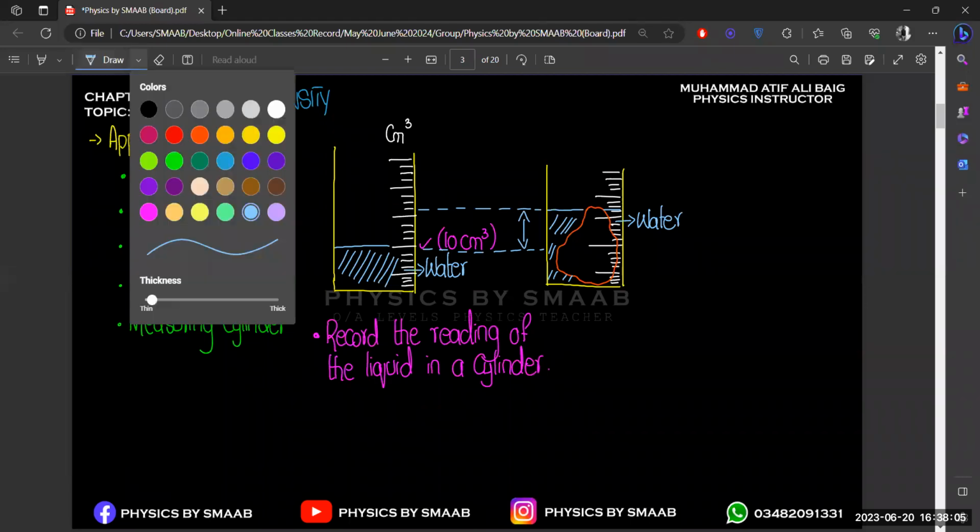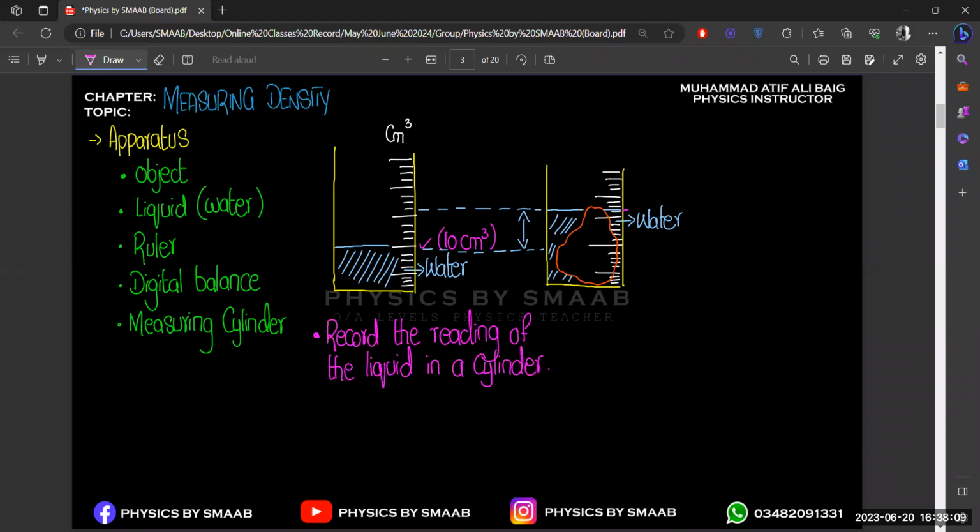Again we record the reading from this point, and let's suppose we get 35 centimeter cube. Initially we have 10 centimeter cube of water, and after immersing the stone we get 35 centimeter cube, that is with water and with stone. So what is the increase in volume after immersing the stone? What does 10 centimeter cube represent and what does 35 centimeter cube represent? Any idea?